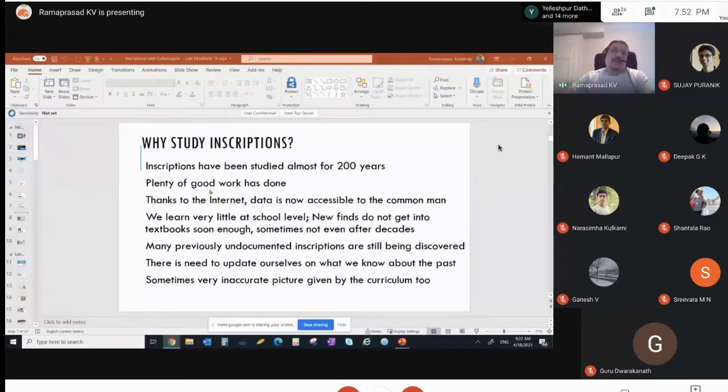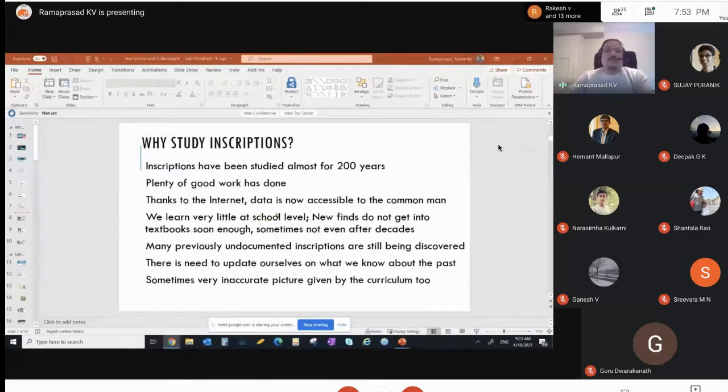Now the good thing is, thanks to the internet, a lot of the work that was done in the last 200 years, in books like Epigraphia Indica and Epigraphia Karnataka, various inscriptions, are all available on the internet for the common man. We learn very little at the school level, and obviously there is a reason for it: you can only cover certain things within the given amount of time, and that's fine. But there are new finds happening all the time, and they don't get into your textbooks soon enough. Sometimes they don't even get into the textbooks after decades. Sometimes they never get into the textbooks, unfortunately.